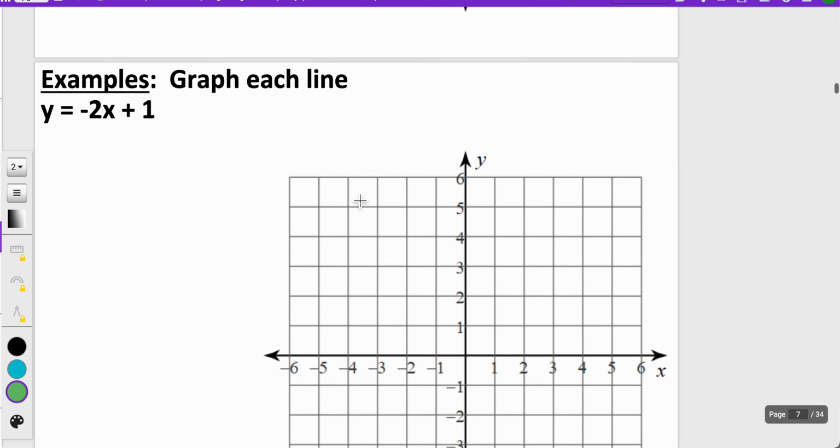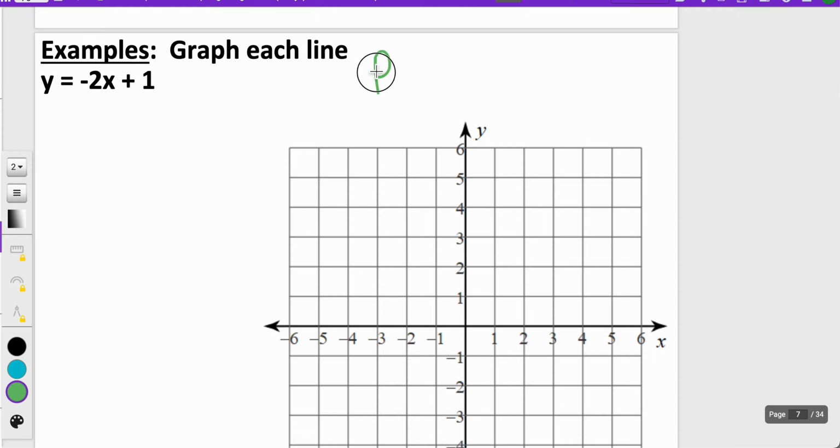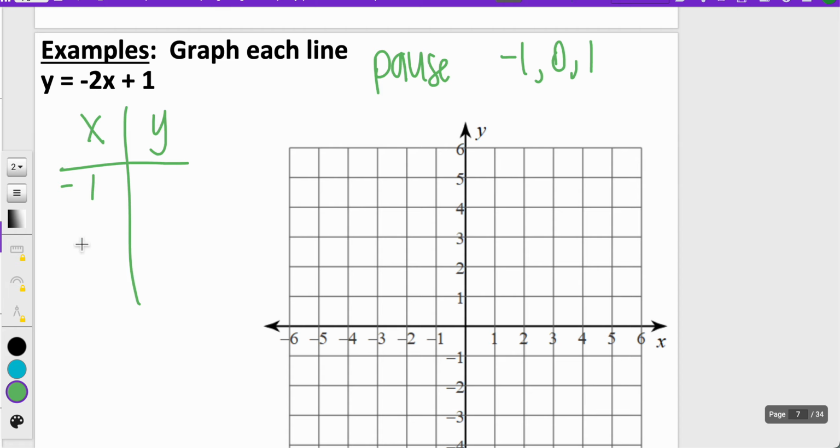Okay? Why don't you go ahead and pause the video here. This is not a fraction one, so you can use -1, 0, and 1 as your x values. All right, building your table, -1, 0, +1. If x is -1, so that's -2 times -1 plus 1. -2 times -1 is 2. 2 plus 1 is 3. Okay? So this one is -1, 3.